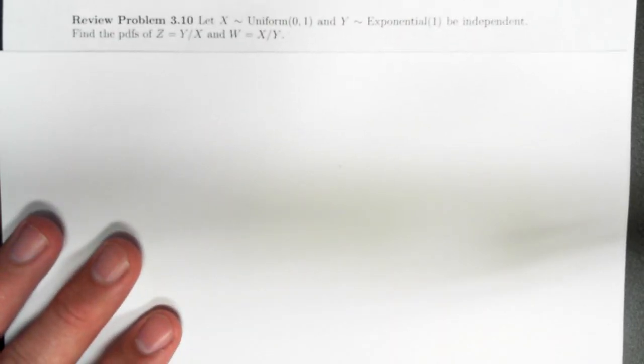Now let's turn to the second part of the problem, where I have to do the same thing, except this time I reverse the role of which one's in the numerator and which one's in the denominator.